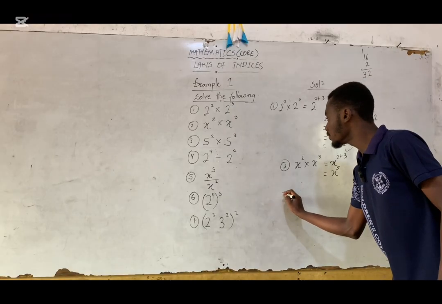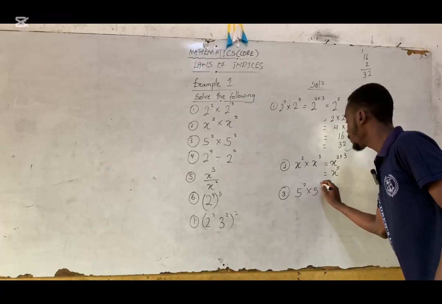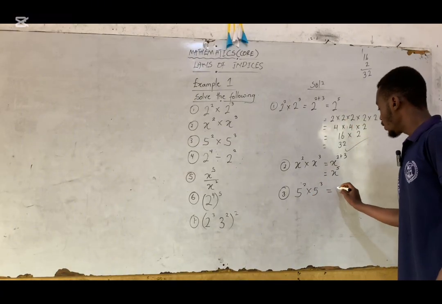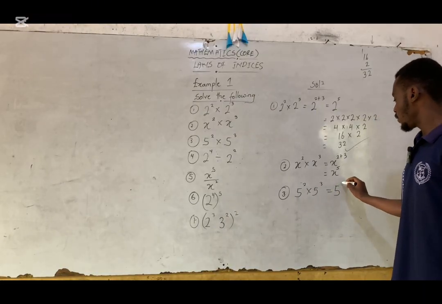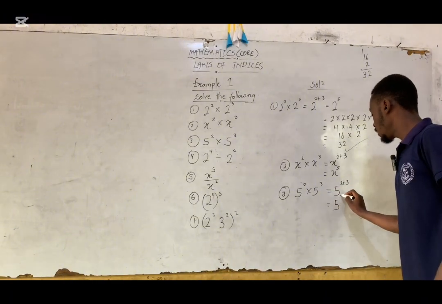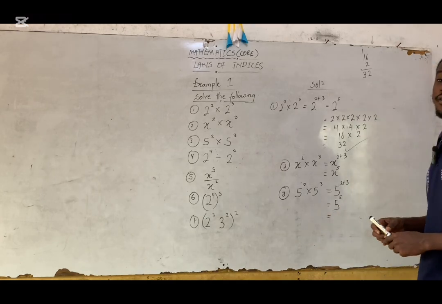The third one, 5 exponent 2 times 5 exponent 3. We have the same bases but different exponents. So you maintain the base and you add the powers. So we have 2 plus 3, which gives us 5 exponent 5. We can simplify this: 5 multiplying itself 5 times.